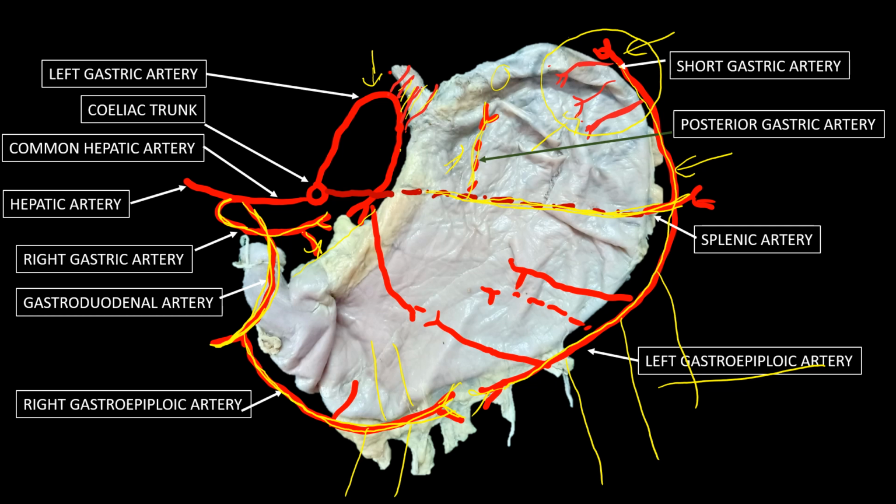Again, the blood supply of the stomach is from the left gastric artery, right gastric artery, left gastroepiploic artery and right gastroepiploic artery, as well as from the splenic artery. In the next slide, we will see the venous drainage of the stomach.